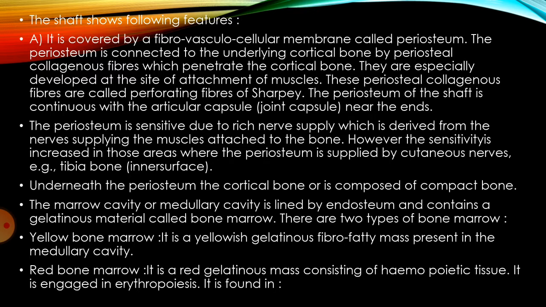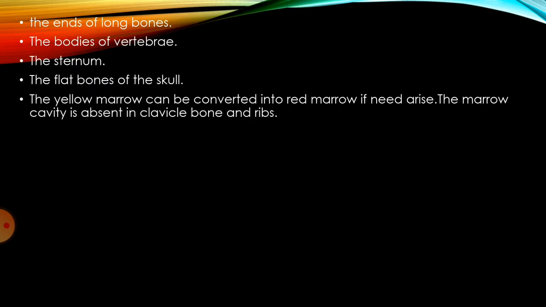It is engaged in the erythropoiesis and it is found in the ends of long bones, the bodies of the vertebrae, the sternum, the flat bones of the skull. The yellow marrow can be converted into the red marrow if need arise. The marrow cavity is absent in the clavicle bone and ribs. This is an important MCQ question.